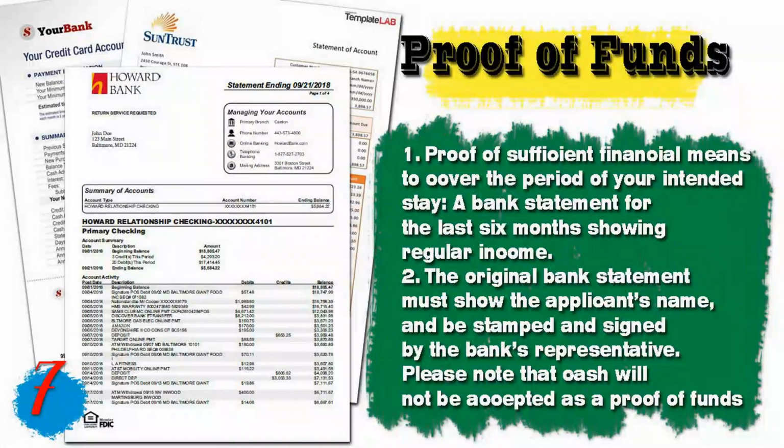Number 7, you will need a proof of funds. You will also need a proof of sufficient financial means to cover the period of your intended stay, a bank statement for the last 6 months showing regular income. The original bank statement must show the applicant's name and be stamped and signed by the bank's representative. Please note that cash will not be accepted as a proof of funds. In case you don't have a bank account, a proof of any assets can also be presented.